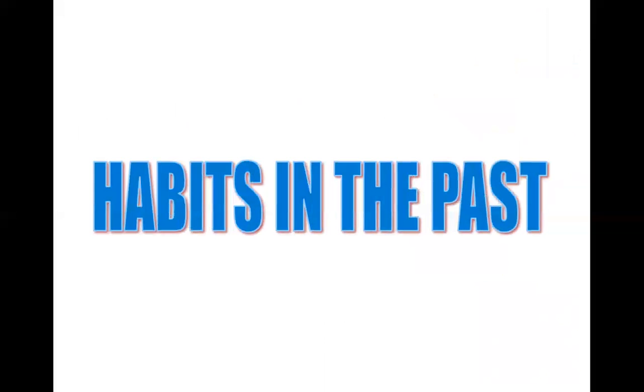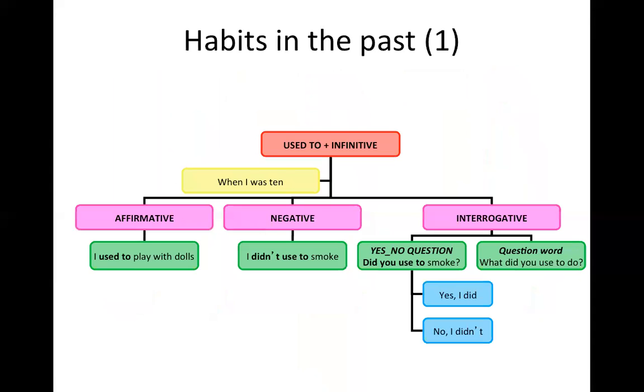So how can we talk about habits in the past? For that we use used to. This is the past. Habit in the past. Used to plus infinitive. When I was 10, I used to ride a bicycle. Or you can say I used to play with dolls. Negative form. I didn't use to smoke. For example, interrogative form. Did you use to smoke? What did you use to do?